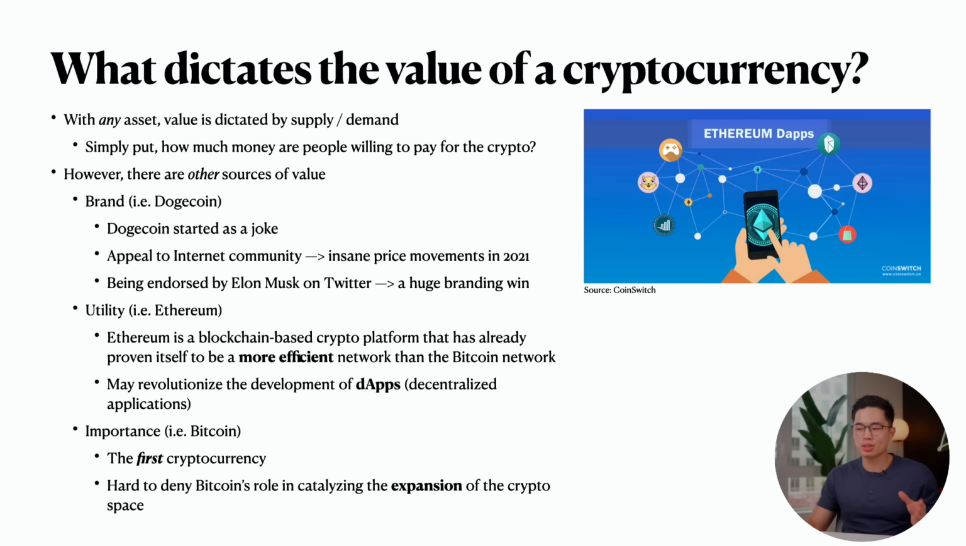So it's not just supply and demand. There are some other sources of value. For example, the brand. An interesting example of branding is Dogecoin. You guys might have heard of it. It really exploded in 2021, but basically Dogecoin started out as a joke, right? It was made to appeal to the internet community using a really popular meme. And after being endorsed by Elon Musk on Twitter, the value of Dogecoin shot up astronomically. That was a huge branding win for Dogecoin, because Dogecoin latched on to Elon Musk and his whole message. And that's what really helped this coin go up in value.